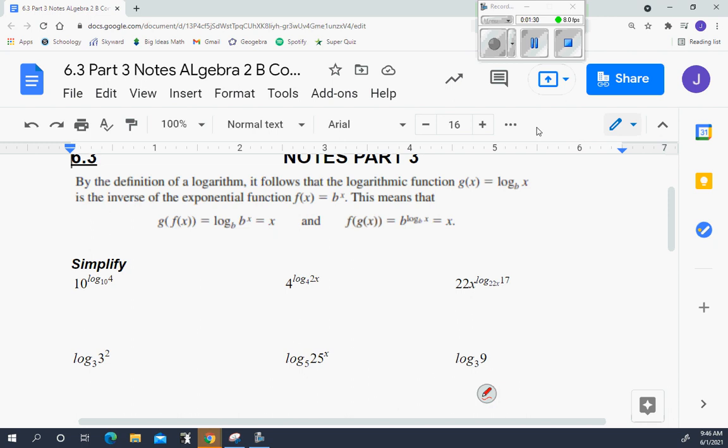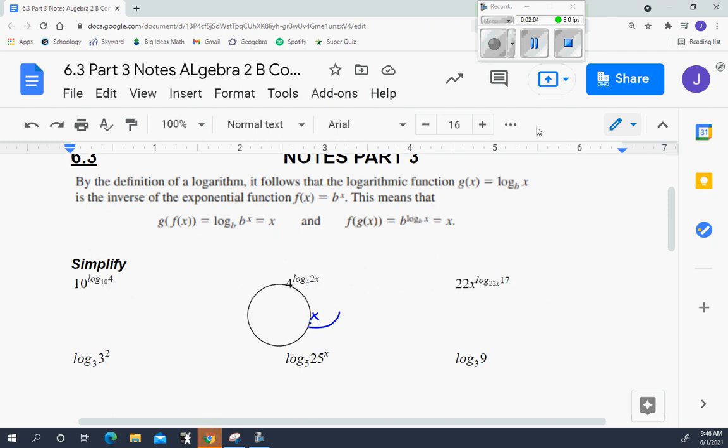First one: we have 10 raised to the log base 10 of 4. Everything with the 10 cancels out, and we're left with the answer 4. Same with this next one: 4 raised to the log base 4 of 2x. What are we left with? 2x. Next, 17 raised to the log base 17 of 17x... what are we left with? 17. There's our answer.